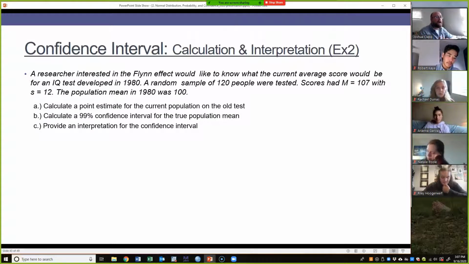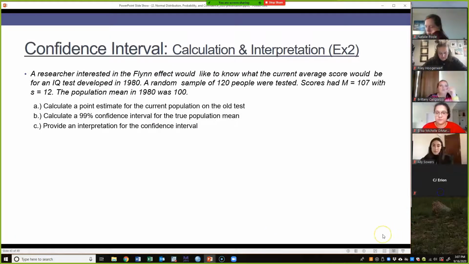So here we've got a researcher interested in the Flynn effect. Wants to know what the current average score would be for an IQ test developed in 1980. Can someone tell me what the Flynn effect is? I don't know if you guys have gone over that in Tara's assessment course yet, clinical students. But anybody know what the Flynn effect refers to? The tendency of IQ scores to increase over time.